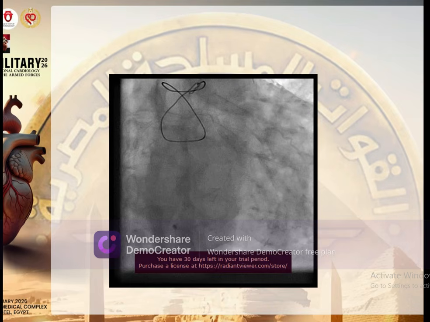This rapid fading of the retrograde collaterals put in my mind the question: could this rapid fading of the collaterals lead us to know exactly the time of occlusion of the chronic total occlusion of the distal RCA or not?